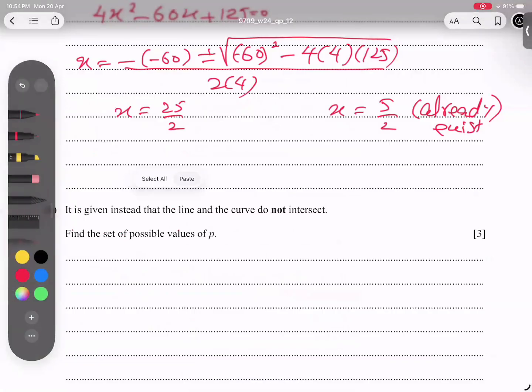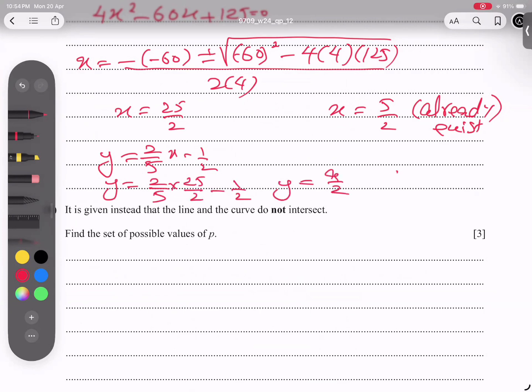So now when I plug in here, 2 over 5 into 25 over 2 and negative half, I'm getting 9 by 2. So when I replace here, I'm getting 9 over 2. So the second point is very clear: 25 over 2 and 9 over 2.